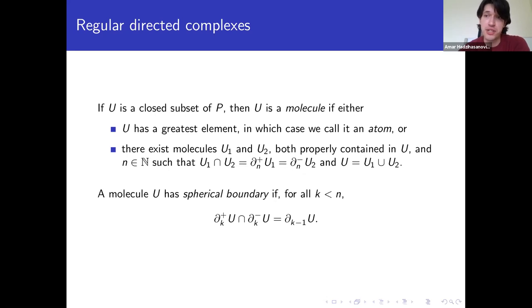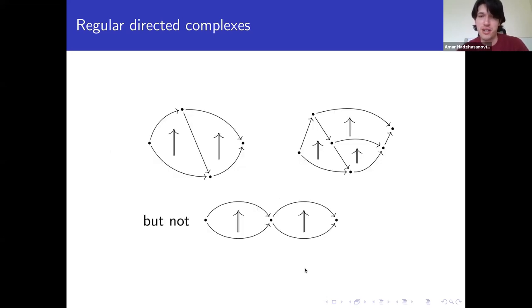And now we actually want to restrict to particularly nice molecules called molecules with spherical boundary, which are particularly nice pasting diagrams in which the intersection of the output k-boundary and the input k-boundary of u, for all k smaller than the dimension of u, is equal to the entire (k-1)-boundary of u. I'm going to explain this in a picture.